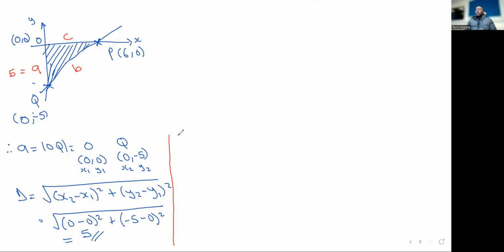So let's do B. So we know B, which is equal to PQ. And we know our P to be 6 and 0. And we know our Q to be 0 and minus 5. So 6 and 0 and minus 5. So what can we say? This is the x1, y1. This is the x2, y2. Then we'll now put it in the distance formula.